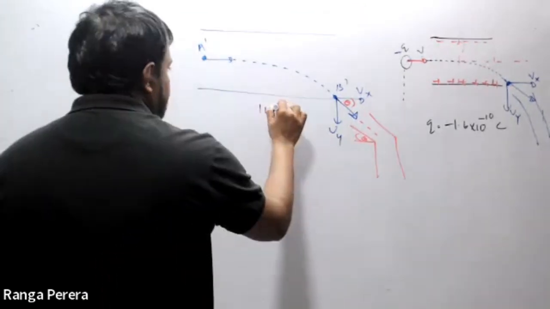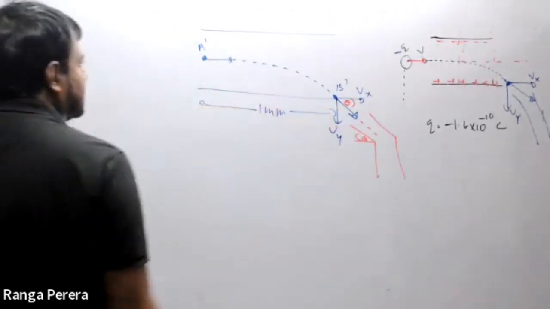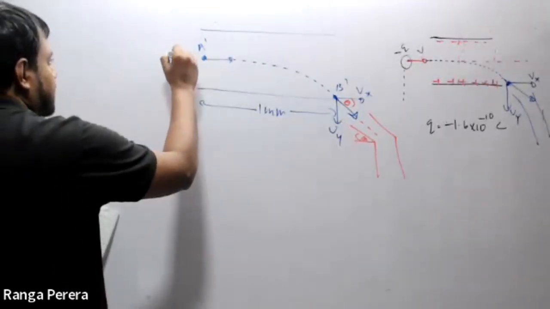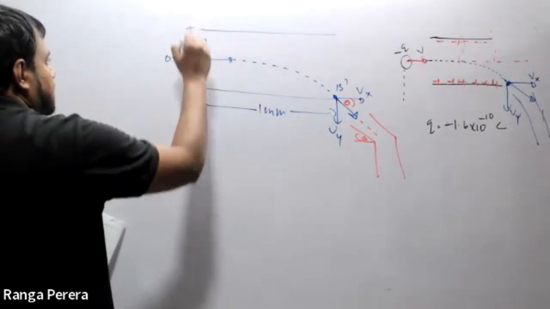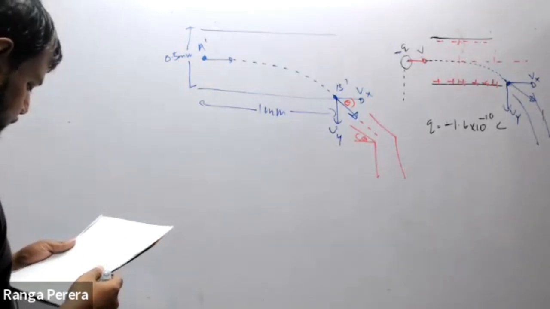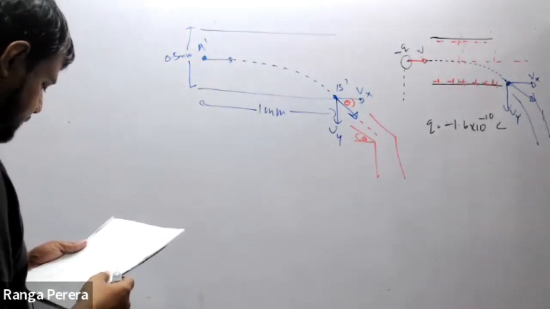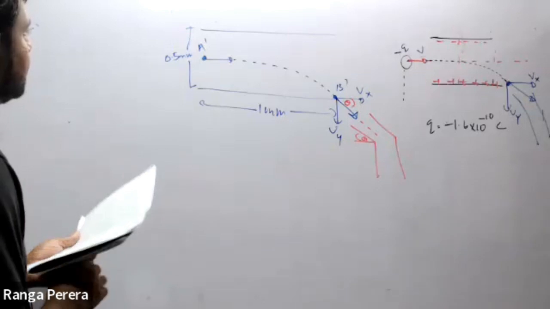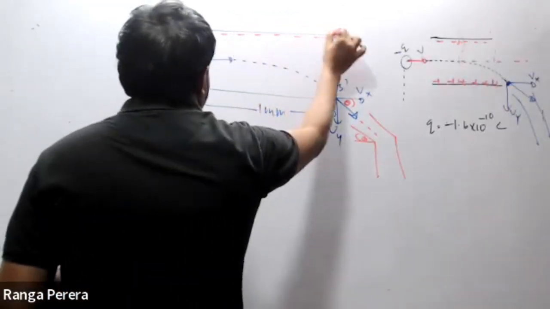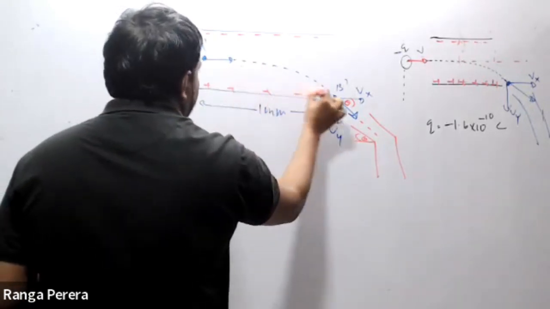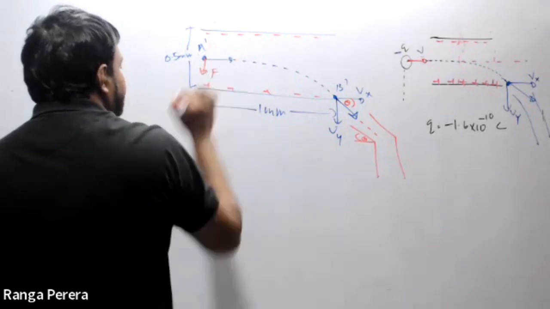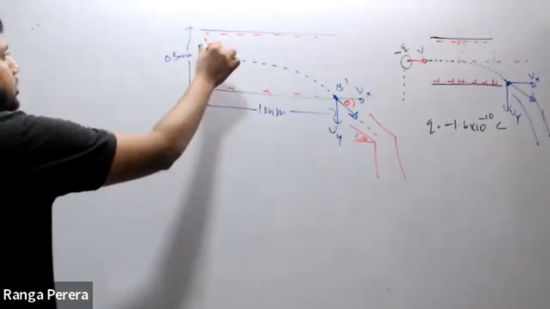This is 1 millimeter, 1 millimeter. And the total one is 0.5 millimeter, 0.5 millimeter. Since it is a negatively charged plate and a positively charged plate, you are getting the force in the downward direction. Let's say F. Q charge is also there.